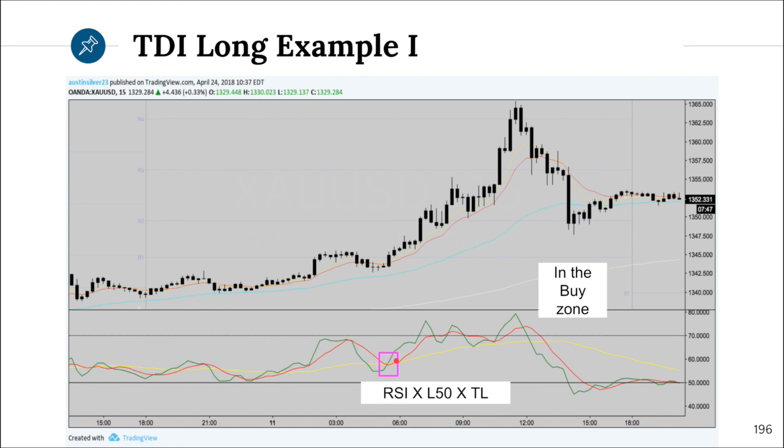What would the entry on the smaller time frame look like? Identical to this cross. You would also have the RSI crossing through the liquid 50 and the trend line in the buy zone. That's how you would know that it's a proper S2.